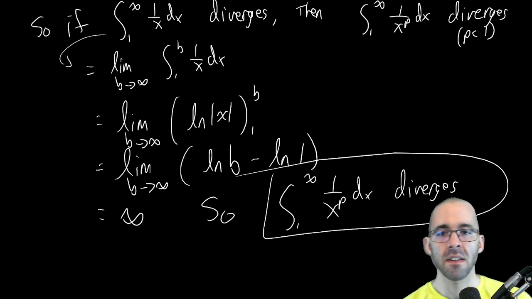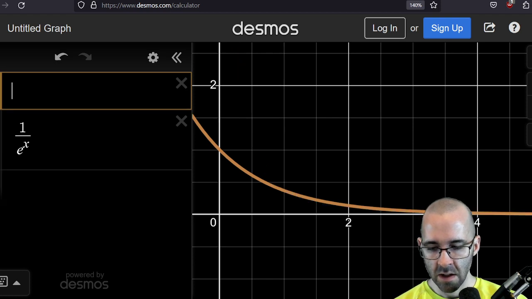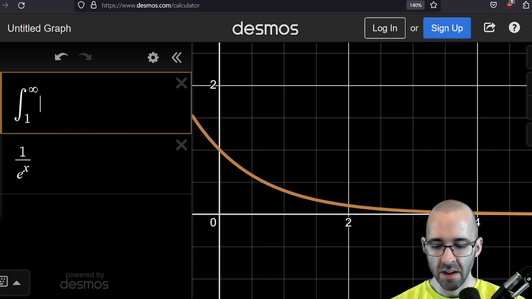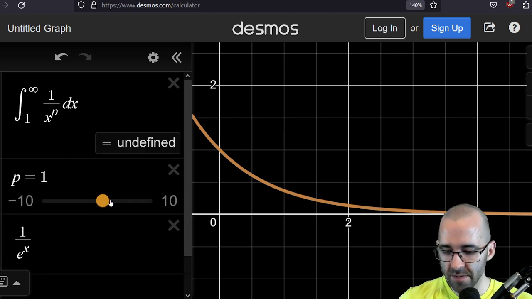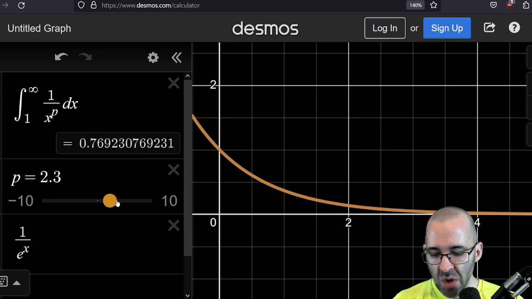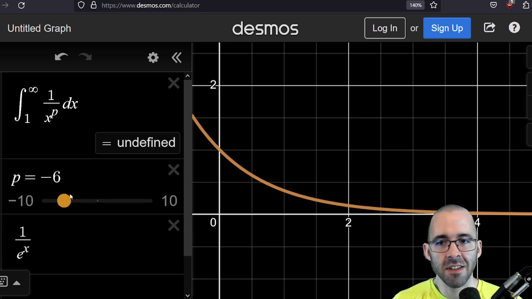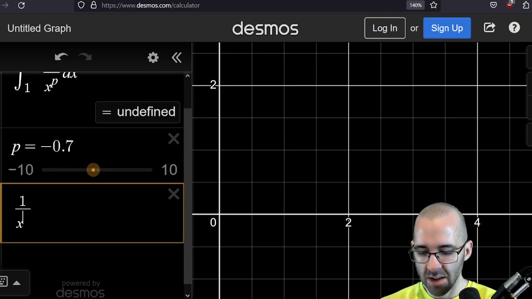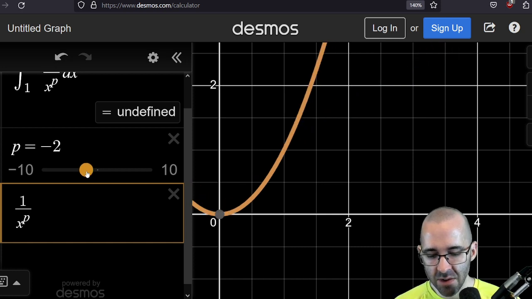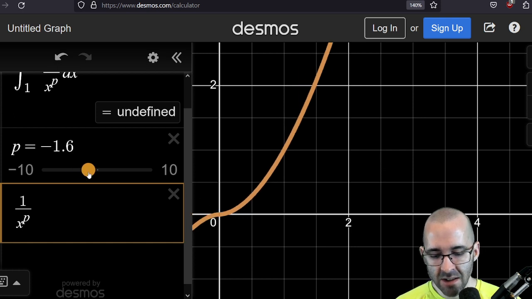Let's look at that. The integral from 1 to infinity of 1 over x to the p dx. If p is bigger than 1, this integral converges. If p is less than 1, the integral diverges. We could visualize this as well. 1 over x to the p looks like this. And again, for negatives, we got weird stuff going on, but that's fine. It's going to diverge in any case.